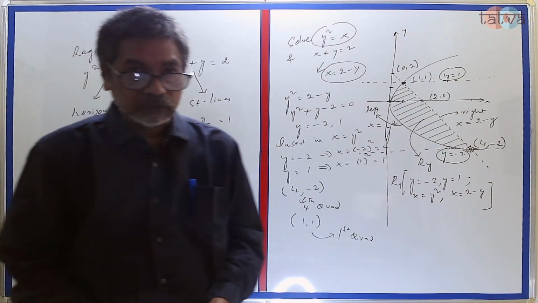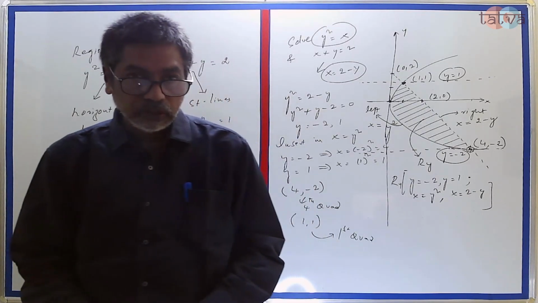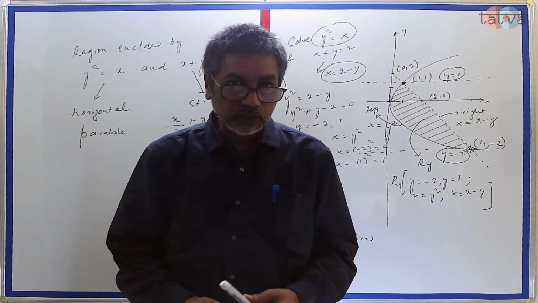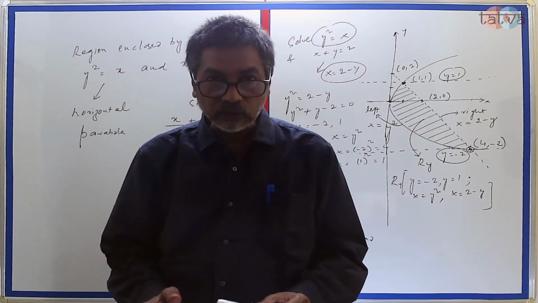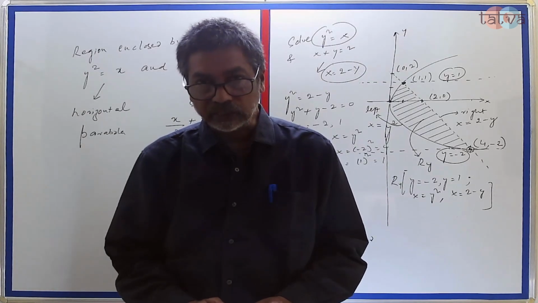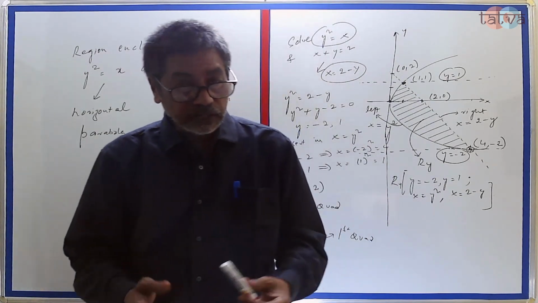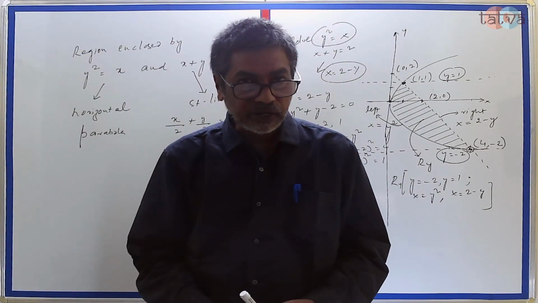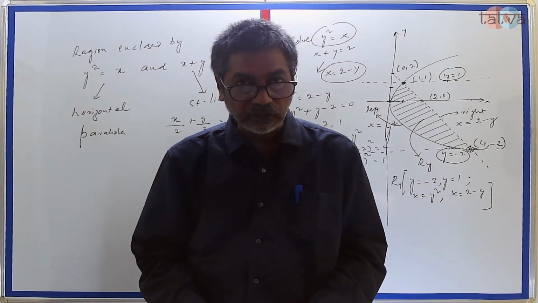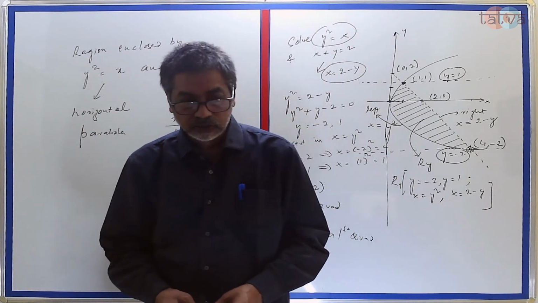So this region is not so simple. The region between a horizontal parabola and a straight line like x plus y is equal to 2 will enclose an Ry region and not an Rx region. I hope you understood this. Let me take an example where the region cannot be classified as Rx or Ry. Then what should be the strategy? Let us talk about that after this.